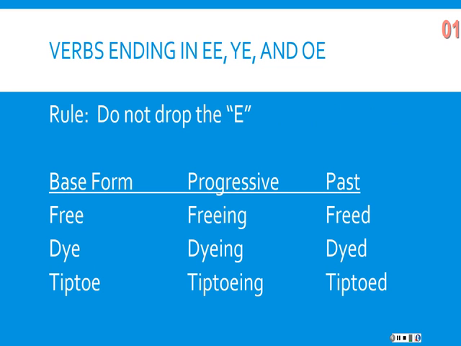Some verbs end with ee, ye, and oe. If you see one of these, do not drop the E. Just add ing or d to the end. Here's some examples. Free has two E's at the end. You keep both E's and add ing to get freeing.